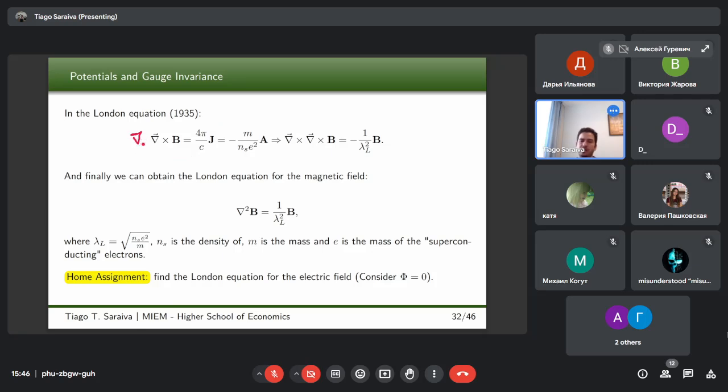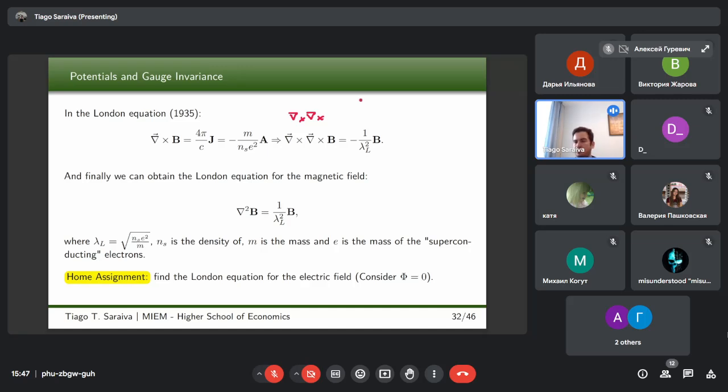So we can take the curl again, the curl of J, the curl of A. And what we'll have is this equation here: the curl of B equals -1 over some characteristic distance called lambda, or lambda L. This is the London penetration length. And using another vector identity, right?